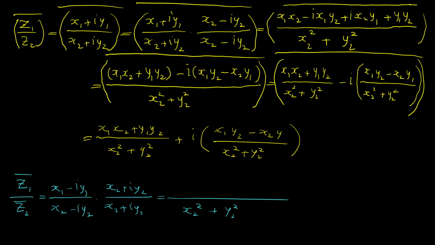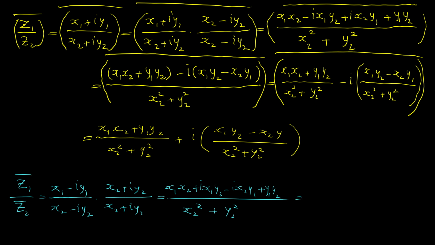What about numerator? We multiply term by term. If we multiply numerator, we have x1, x2. Now if we multiply this by this, we have ix1, y2. By multiplying this by this, we have minus ix2, y1. And finally, we have minus iy1 times iy2, which at the end would be minus i to the 2 y1 y2, but i to the 2 is negative 1 times by another negative that we have, so it would be at the end plus y1 y2.